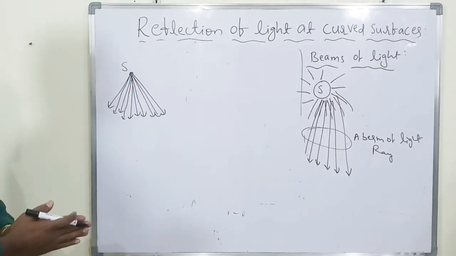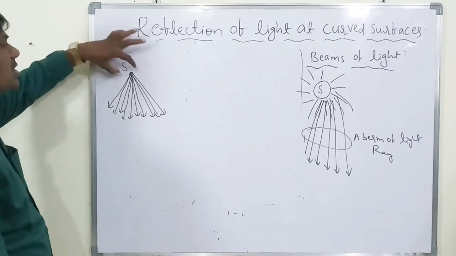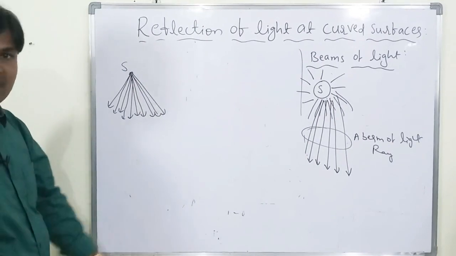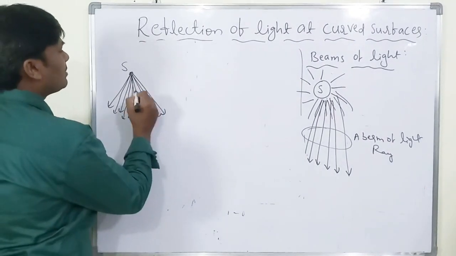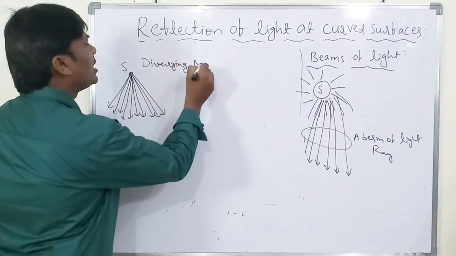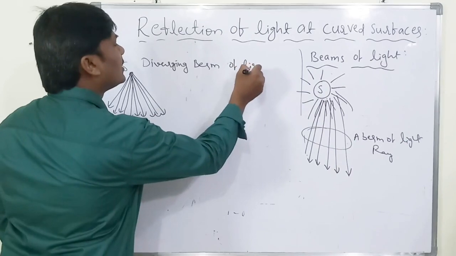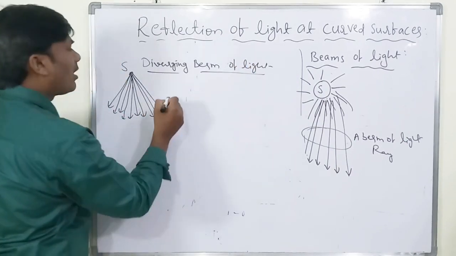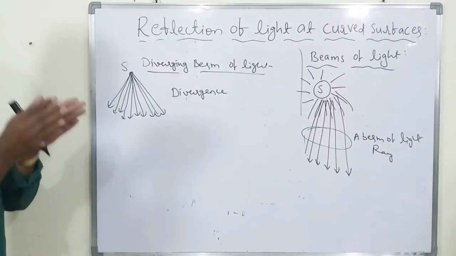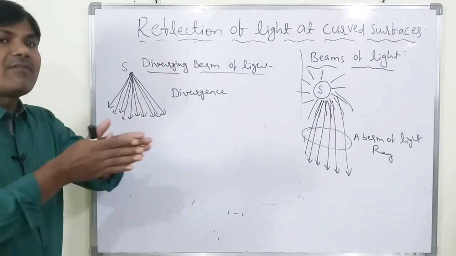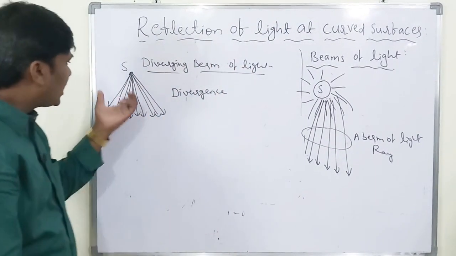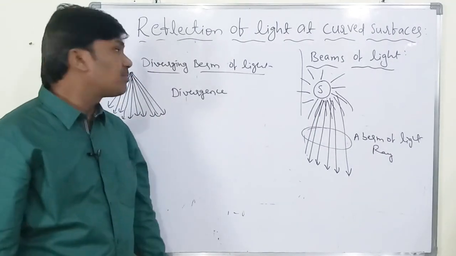This type of beam of light ray, in which all the light rays originate at a particular point and spread in all different directions, is known as a diverging beam. This beam of light is called a diverging beam of light. And this property is also called divergence. Understand? Divergence means it starts at a particular point and all of them travel in different directions. They spread in all different directions. That is called divergence, and that particular beam of light is called a diverging beam of light.